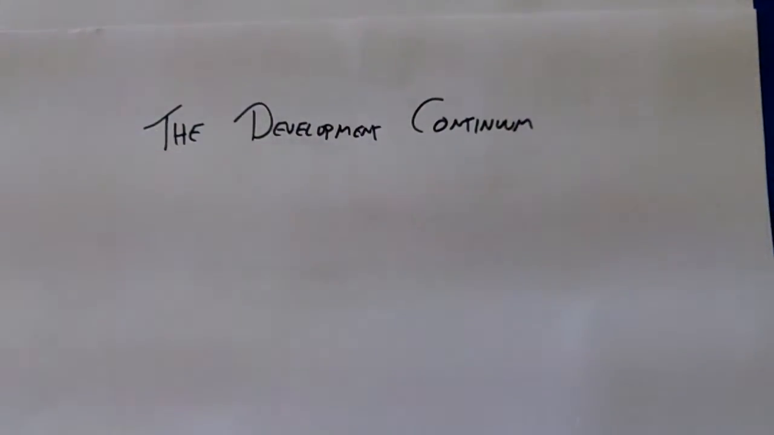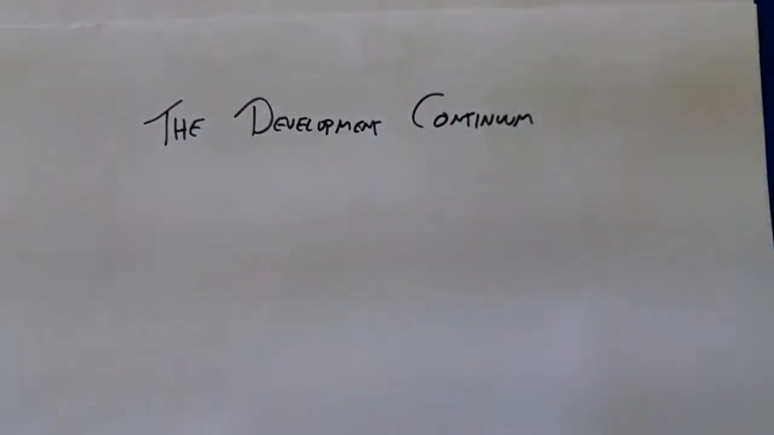Okay, today we're going to look at the development continuum. This is another bit of theory towards the start of the development unit, which is trying to account for and describe and order the way countries and societies have developed and how they've spread out along a kind of development scale, as it were.